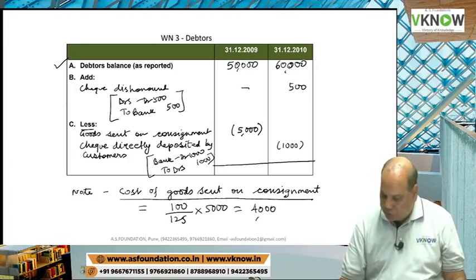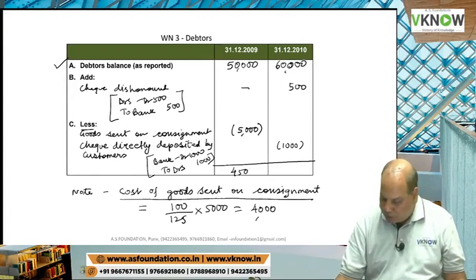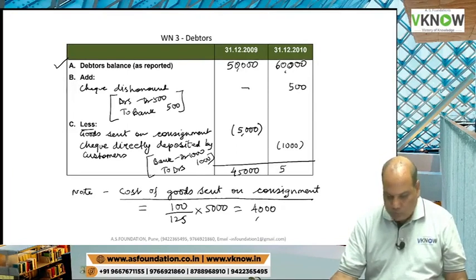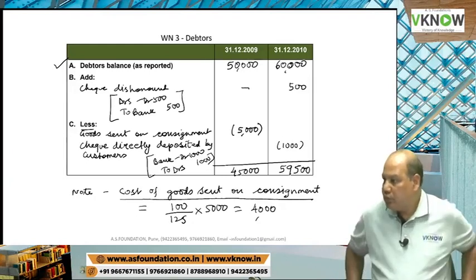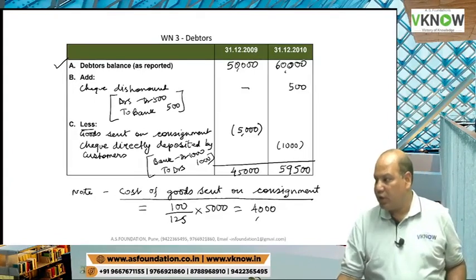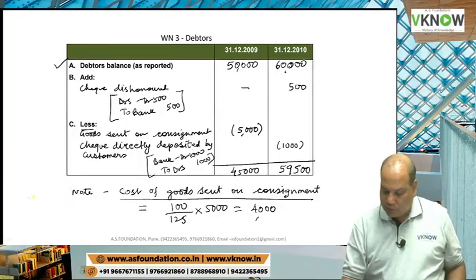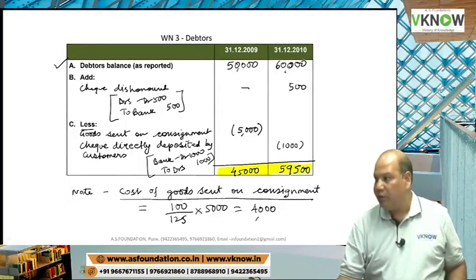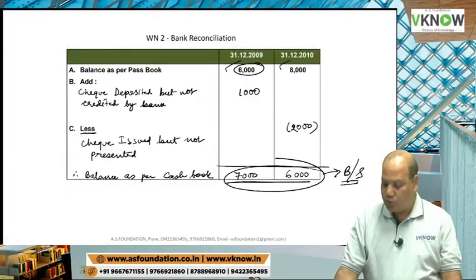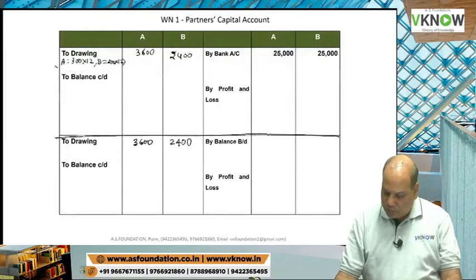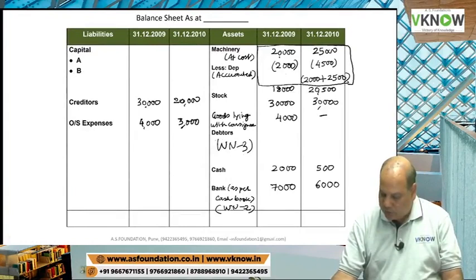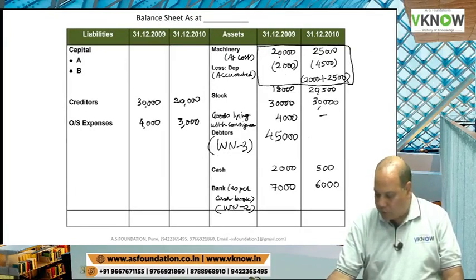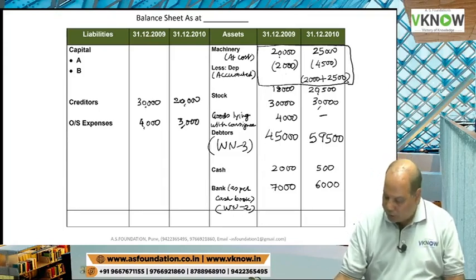So now you tell me the correct total. The correct total is 45,000 in year 1 and this is 59,500 in year 2. Check the total 59,500 second year. This 45,000 and 59,500 we will transfer to balance sheet. We will transfer to balance sheet on the screen. Write down working note 3, 45,000, 59,500.